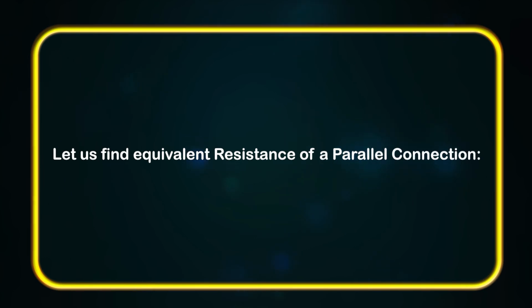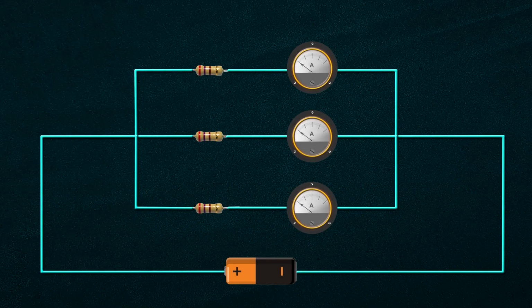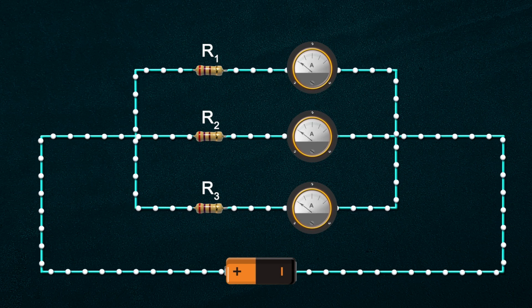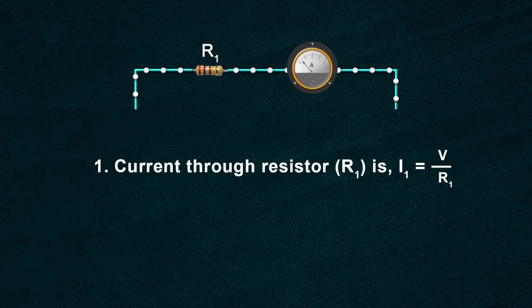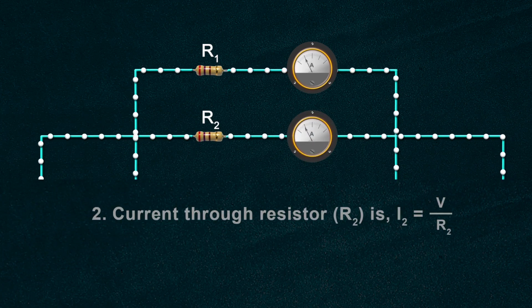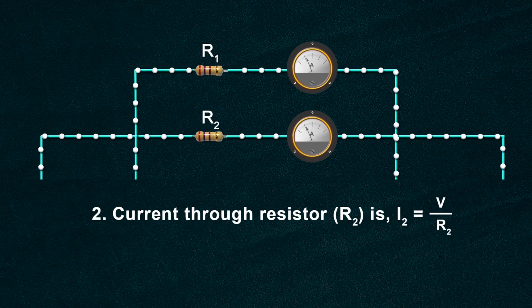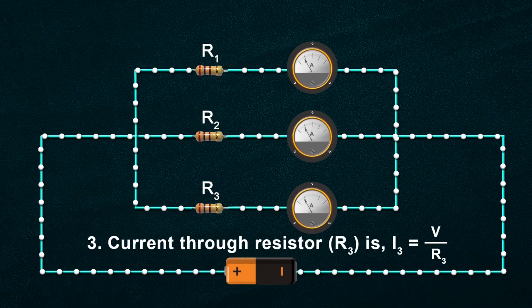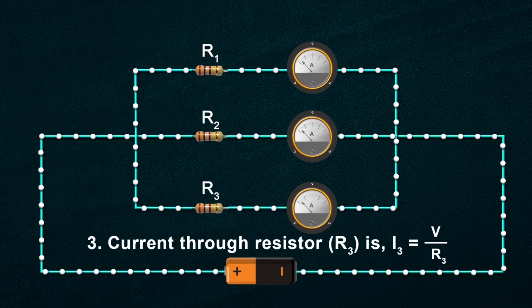Let us find the equivalent resistance of a parallel connection. Let us replace all the bulbs with resistors. We know that the potential difference across each resistor is the same as they are connected in parallel. According to Ohm's law, current through resistor R1, I1, is equal to V by R1. Current through resistor R2, I2, is equal to V by R2. Current through resistor R3, I3, is equal to V by R3.